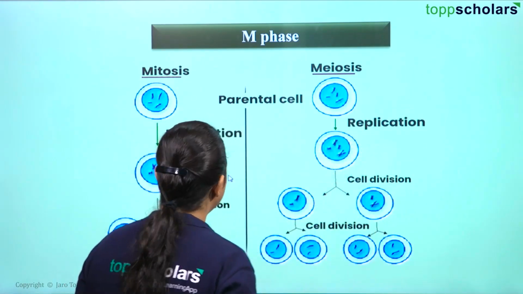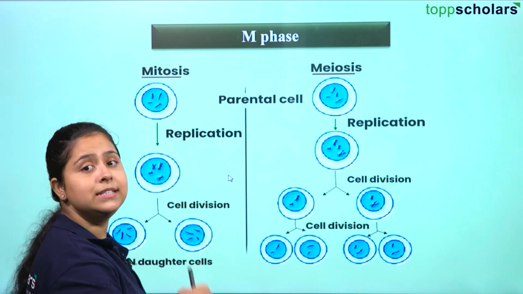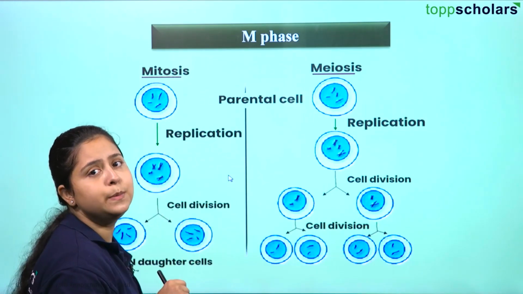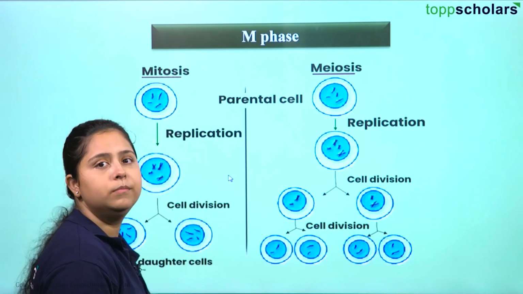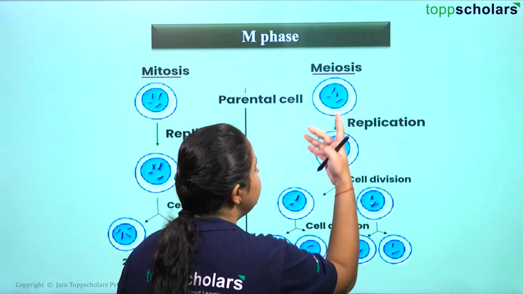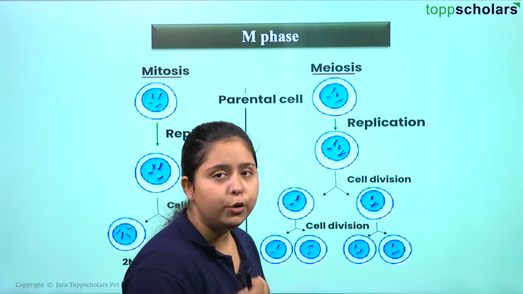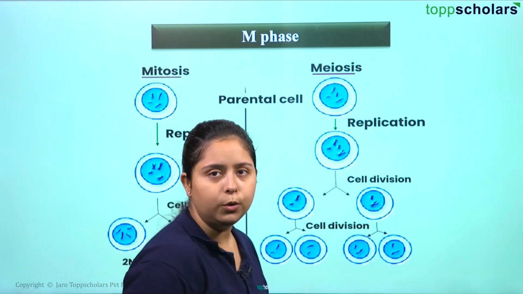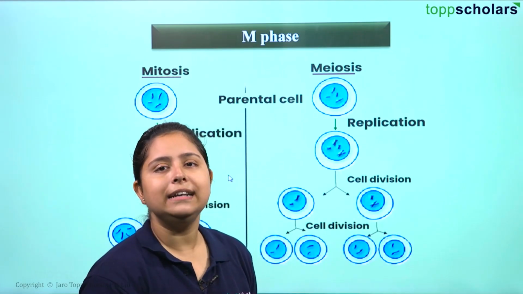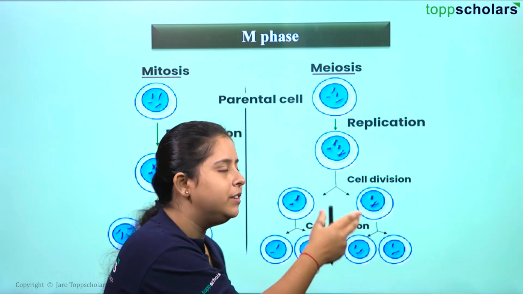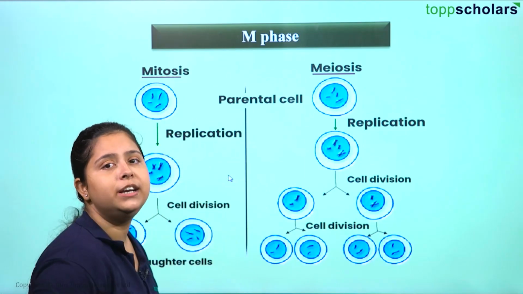Okay, as you can see, in mitosis, after cell division, we have two daughter cells produced, which have the same DNA content as the parent cell. But in meiosis, we have four daughter cells produced from one cell. Here the DNA content is halved. Hence, we say that this one is reductional division and this one is equational division.